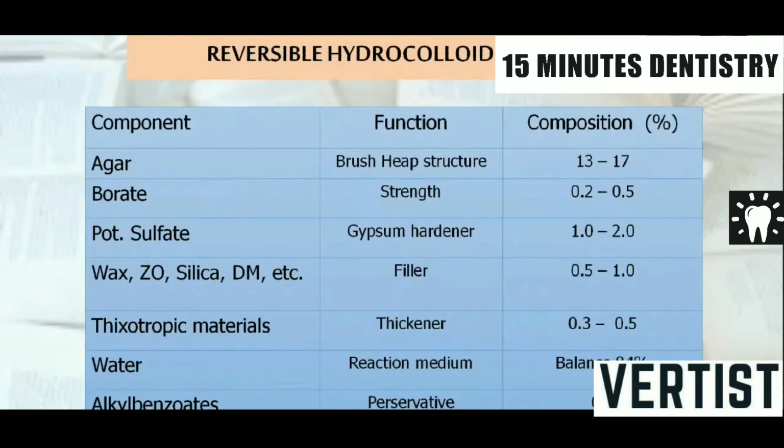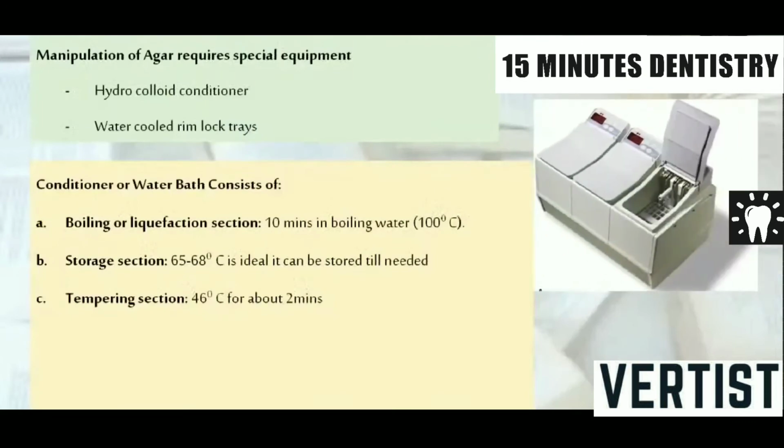You have a borate, potassium sulfate, wax, thixotropic materials, water, and alkyl benzoate in that particular material. So this is the composition. Then manipulation: you require specific equipment for this material. We require a boiling liquefaction section, where you want a 100 degrees Celsius boil temperature. Then you store it in the second storage compartment, at 65 to 68 degrees Celsius, so that it will remain in the sol form.